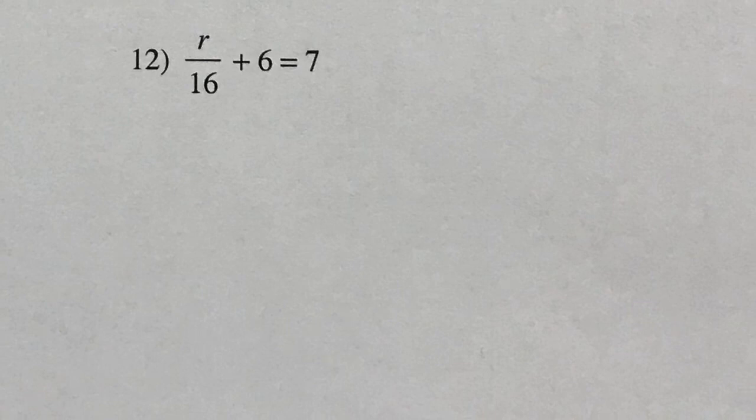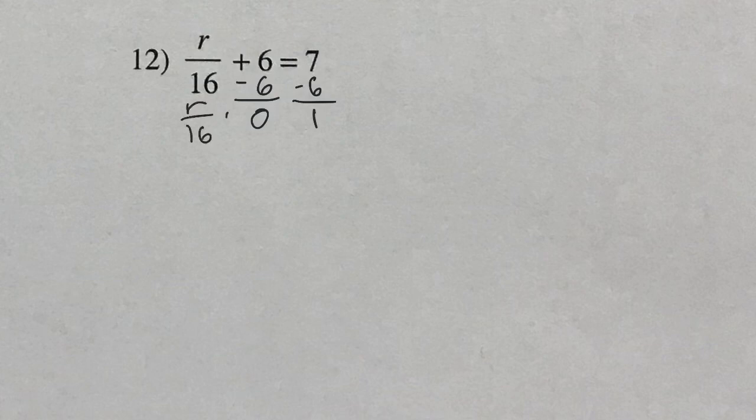12. R divided by 16 plus 6 equals 7. Again, just so we know what we're doing, we want to get the variable and coefficient by themselves. So first step is to take care of that constant, which is 6. So plus 6, I can do the inverse operation of -6. 6 minus 6 is 0. 7 minus 6 equals 1. And I'm left with r divided by 16 plus 0 equals 1.